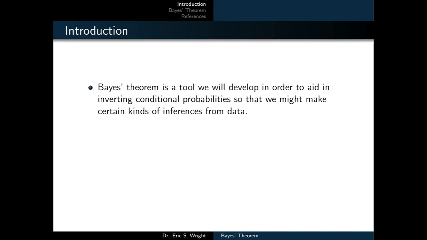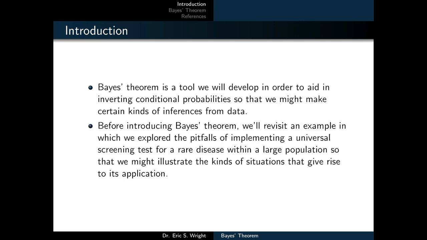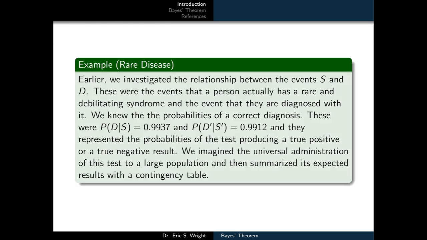Bayes' Theorem is a tool we will develop in order to aid in inverting conditional probabilities so that we might make certain kinds of inferences from data. Before introducing Bayes' Theorem, we'll revisit an example in which we explore the pitfalls of implementing a universal screening test for a rare disease within a large population so that we might illustrate the kinds of situations that give rise to its application.